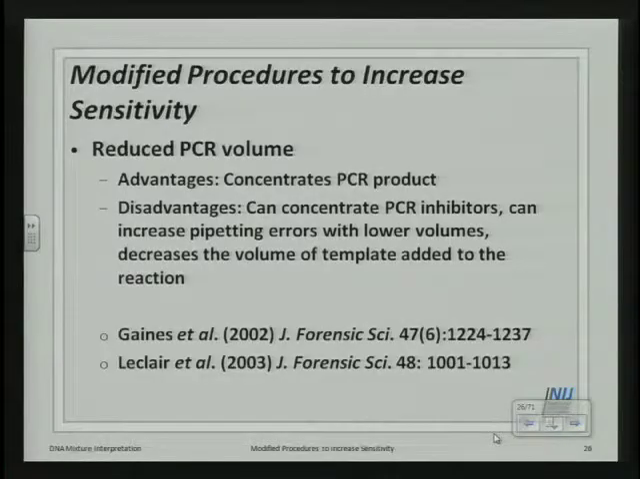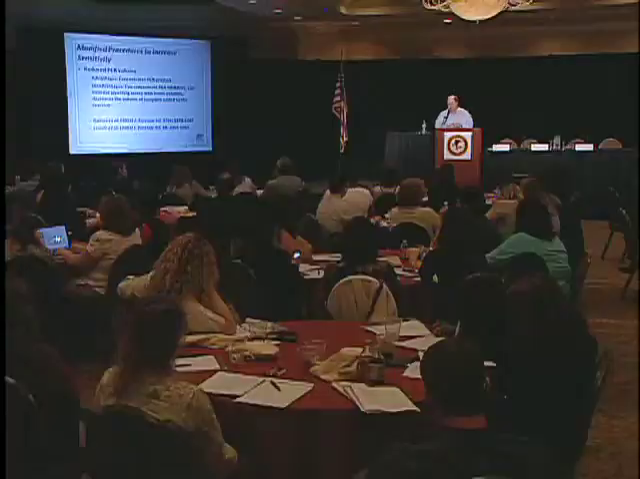One way is to reduce the PCR volume. So instead of doing a 50 microliter PCR, you do a 5 microliter PCR. The advantage is that you can concentrate your PCR product. The disadvantage is that you can also concentrate inhibitors, and, of course, you can get pipetting errors. If you're only pipetting 5 microliters of volume, you can get errors there. And you can also decrease the volume of template that you're adding. So instead of adding 10 microliters of DNA, you may only add 1 microliter of DNA.